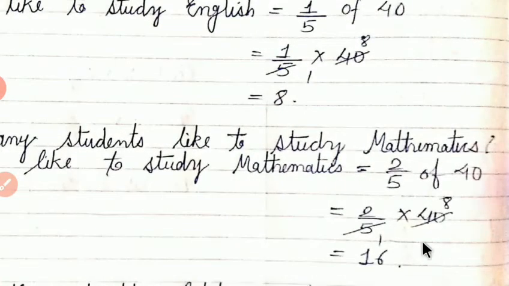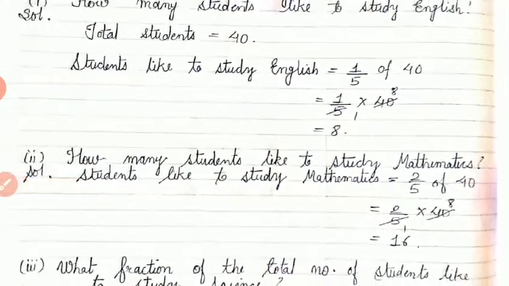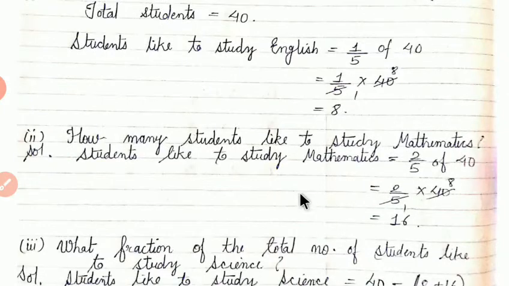Again 5 ones are 5, 5 8s are 40. So 2 into 8, 16. It means 16 students out of 40 like to study mathematics.